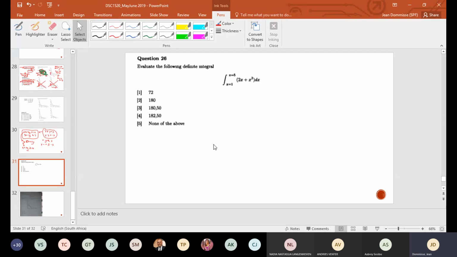Okay, so let's quickly evaluate the following integral. Okay, so what would you have done here?